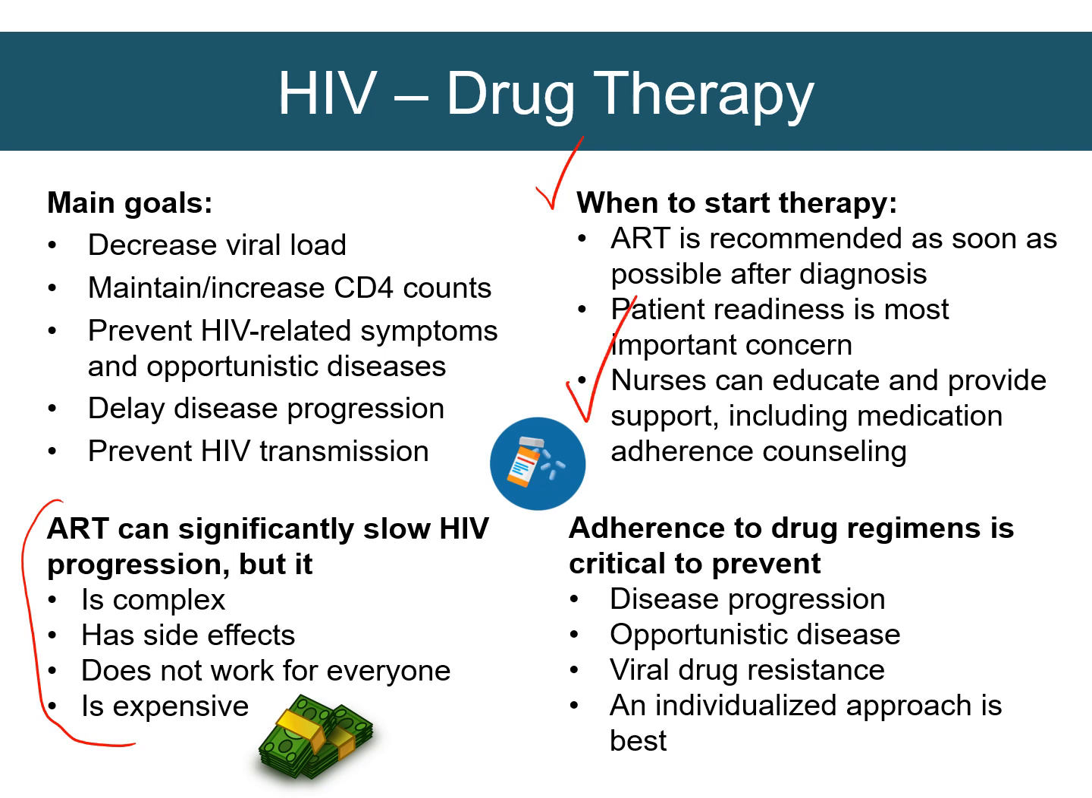So nurses can educate and provide support, including medication adherence counseling, like I said. All right, and again, just reiterating, adherence to drug regimens is critical in their health outcome because it will slow or prevent disease progression and those opportunistic diseases. It will prevent drug resistance. So an individualized approach is best. Not all patients are the same. They need to be monitored so that they can have the best combination of drug therapy that works for them.